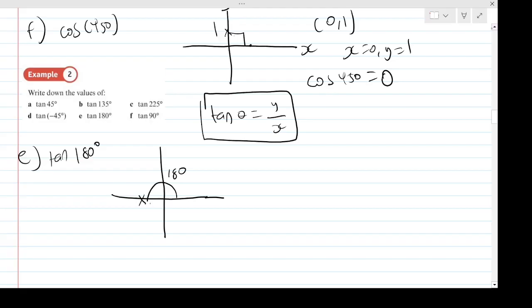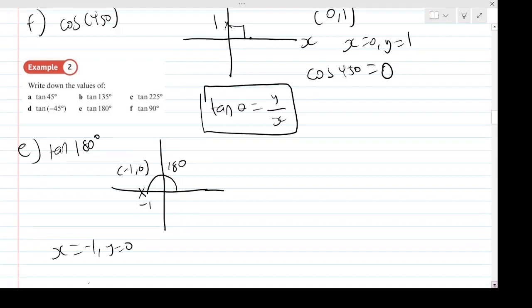So that means the x coordinate's going to be negative 1. And there's going to be no y coordinate, right? Because it's on the x-axis. So we can therefore say that x is minus 1 and y would be 0 here. I'll do that here. X would be minus 1, y would be 0, because that's my point, right? My point would be minus 1, 0 here, if you moved 180 degrees.